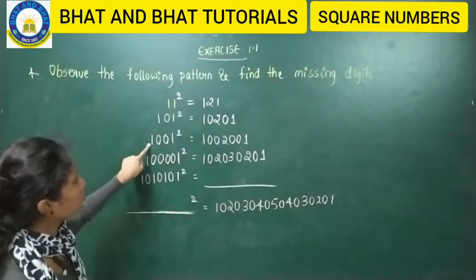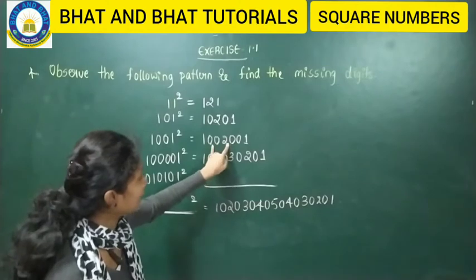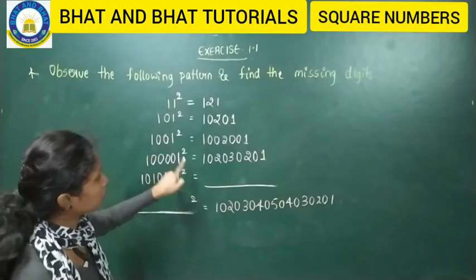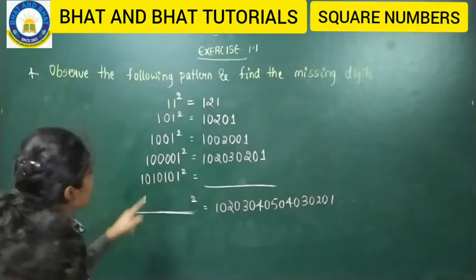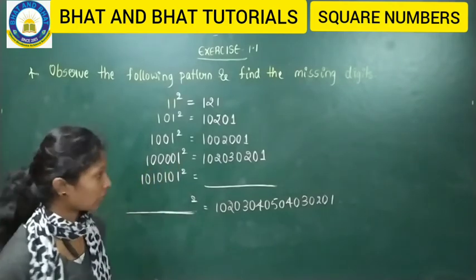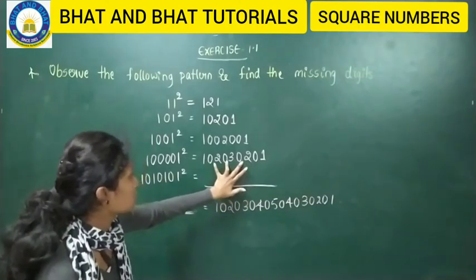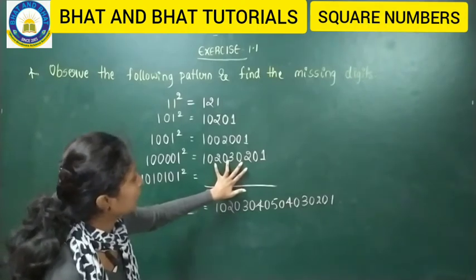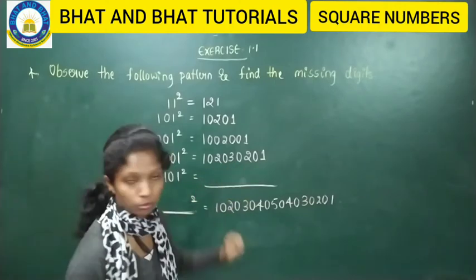In the same way, 1001 square is equal to 10 lakh 2001. Okay, so that is 1001 into 1001. If you do it, you will get 10 lakh 2001. In the same way, if you do 10,001 into 10,001, you will get, in crores, 10 crore 20 lakh 10,000 201.